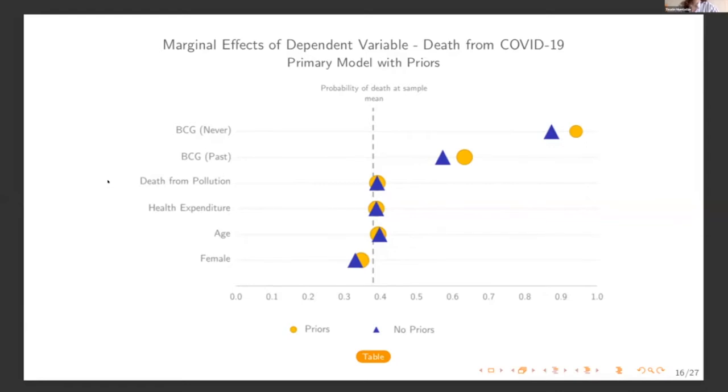Other important policy variables that we identified are air pollution rates and health expenditure. Marginal effects on those have anticipated signs, and they are statistically significant. The marginal effect of age is positive as expected, and the marginal effect of gender is negative, meaning that females in our sample are roughly 5% points less likely to die from COVID than male individuals.